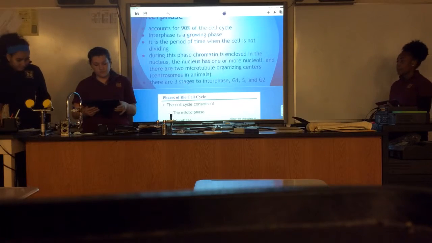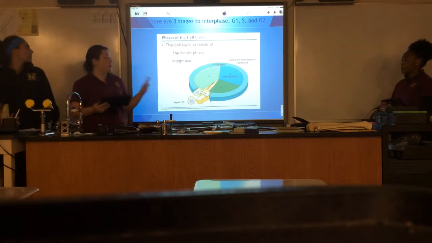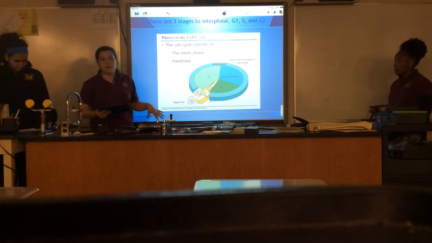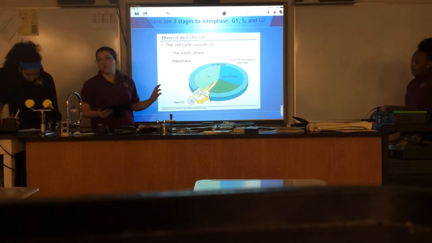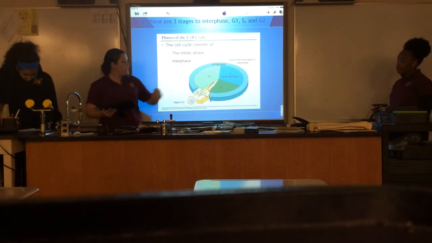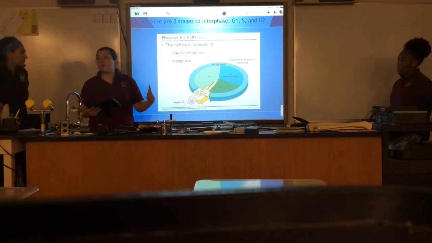So here we have a picture, and it shows the interphase, which is the green arrow. You can see it takes up most of the cell's life, and a large chunk of the cell's life is spent in the G1 phase and the S phase. And then a very small portion is spent in the mitotic phase, which is just the dividing of the cell.